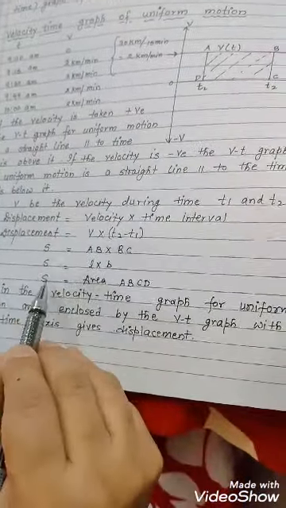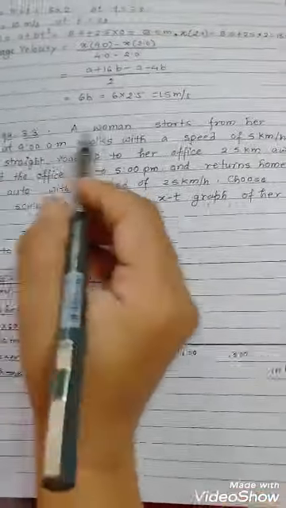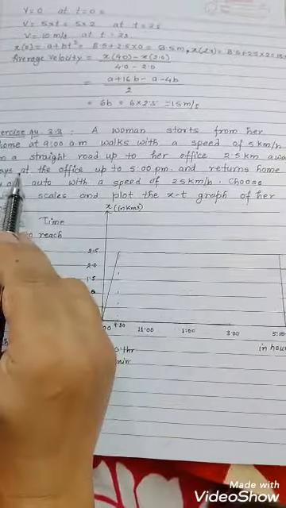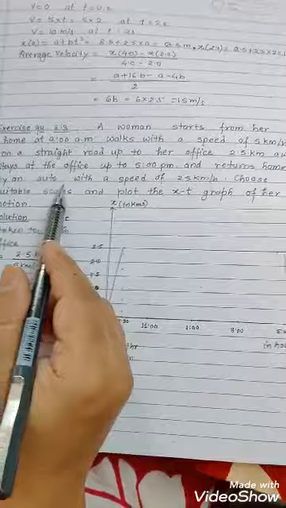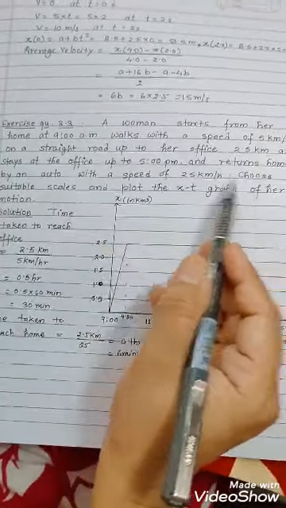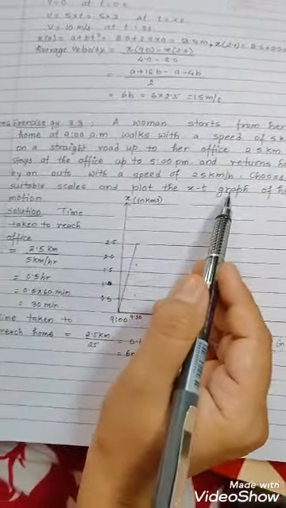Exercise question 3.3, given on page number 56 of NCERT. A woman starts from her home at 9 a.m., walks with a speed of 5 km per hour on a straight road up to her office, 2.5 km away. Stays at the office up to 5 p.m. and returns home by an auto with a speed of 25 km per hour. Choose suitable scales and plot the x-t graph of her motion.